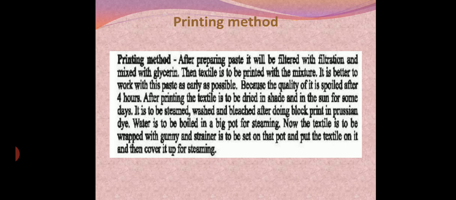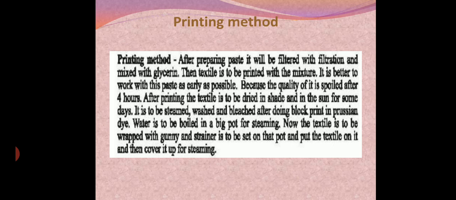Printing method. After preparing paste, it will be filtered with a filter and mixed with glycerin. Then textile is to be printed with the mixture. It is better to work with this paste as early as possible because the quality of it is spoiled after 4 hours. After printing, the textile is to be dried in shade and in the sun for some days.